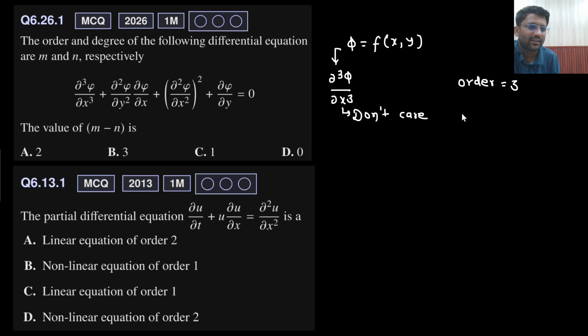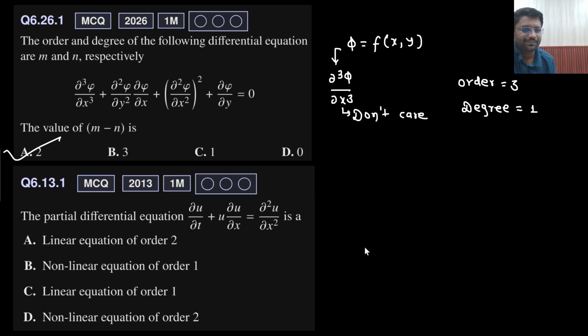So, there is the same method. Whatever the method that we studied, there is the same method here, m minus n, that will be 2. In ordinary differential equations, whatever method was studied, the same method applies. Phi is maximum differentiated 3 times, so order is 3. What is the power here? Power is 1. Job done.